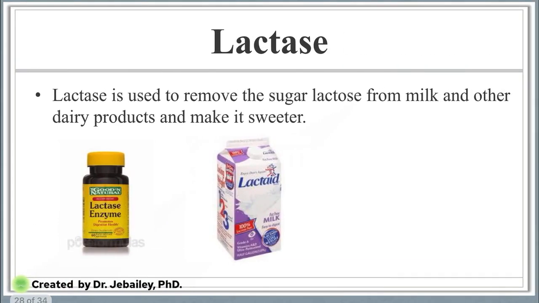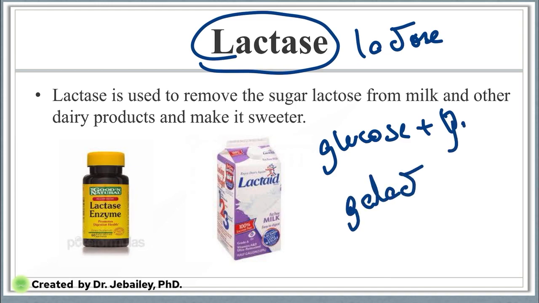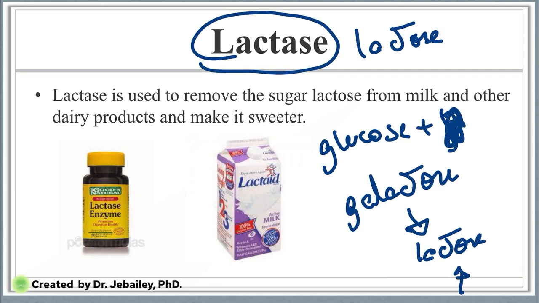Now, you need to know an example of real-life factories that use this. And this is the example of lactase. This enzyme, lactase, breaks down lactose. If you remember from carbs, lactose is made of glucose plus galactose. Once you join glucose with galactose, you get lactose. So if you put lactase here, lactase will break the lactose into galactose and glucose, which is great.